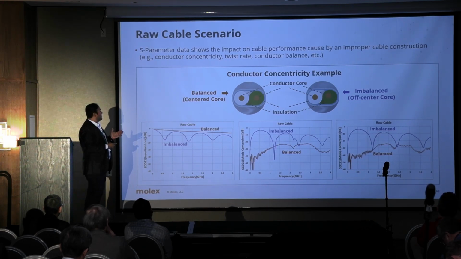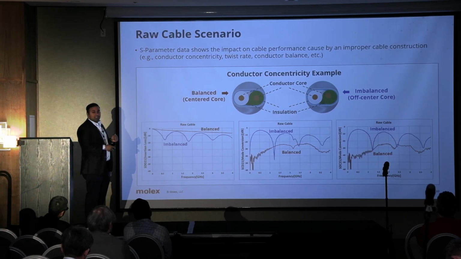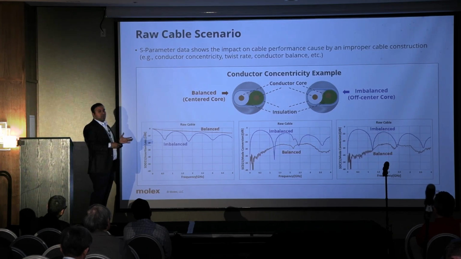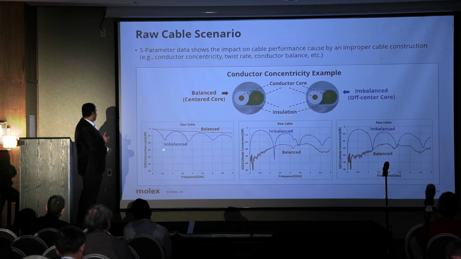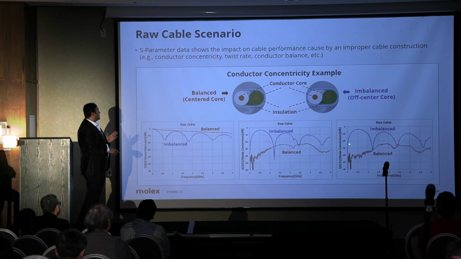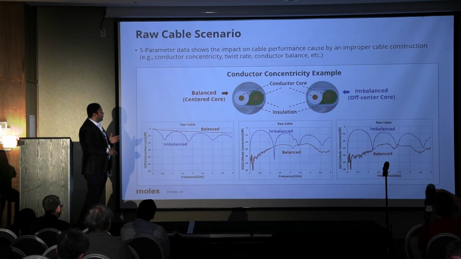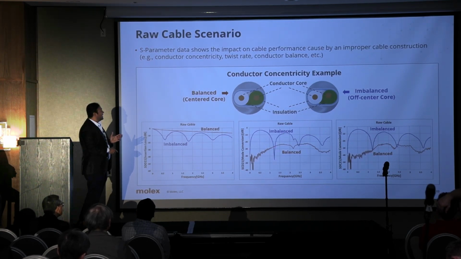In this one, you can see an example of conductor concentricity, showing the core of the cable: on the left side a balanced, centered core, versus the right side showing an imbalanced core, where one of the conductor cores is off-center to one side. That can lead to an imbalance that spikes up the mode conversion and leads to EMC challenges overall. As you can see from the insertion loss and the mode conversion, reflection and insertion, this imbalance raises the whole magnitude of the mode conversion, leading to an overall effect on the system and big EMC challenges.